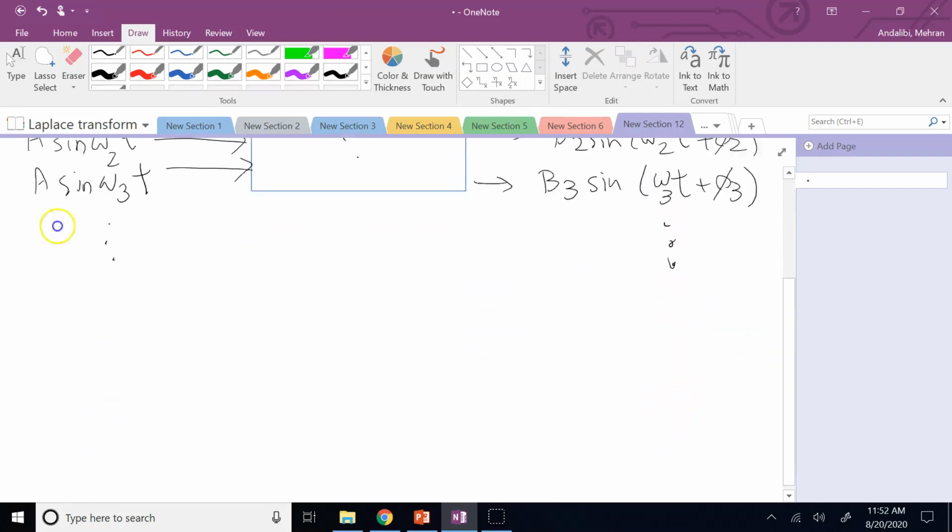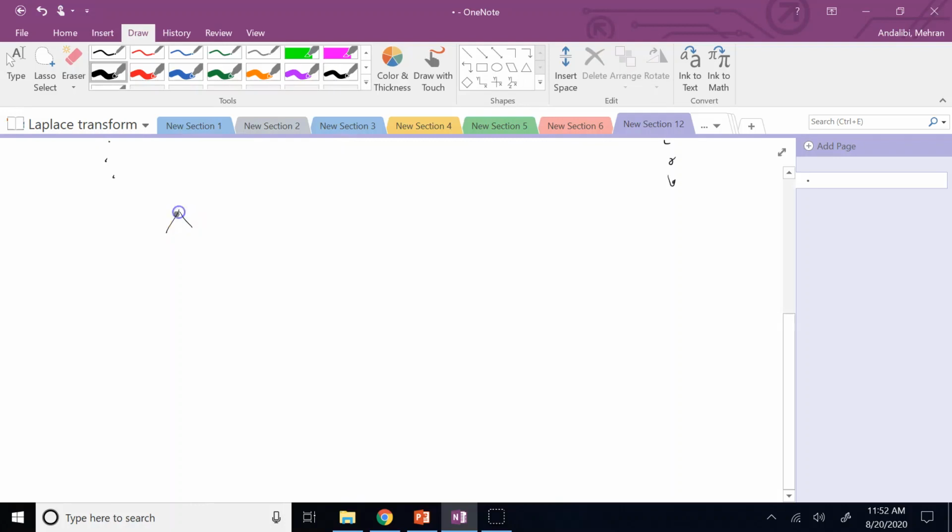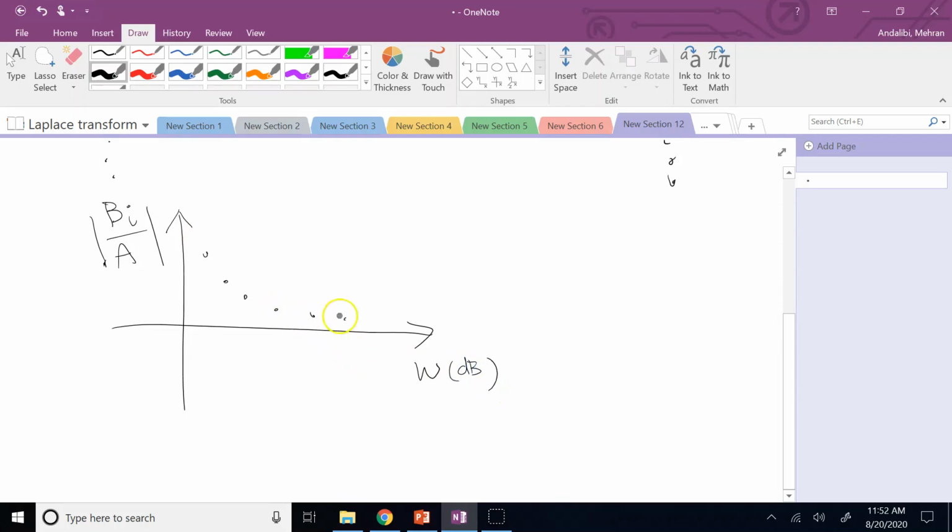And then you'll create two plots. One of them is frequency omega, and here you have Bi over A. So you divide each one of the output magnitudes by the input magnitude. This is the magnitude of the transfer function. So you get a bunch of data here, and typically you do this in logarithmic or in decibel. We'll talk about that later. So you get the plot here.